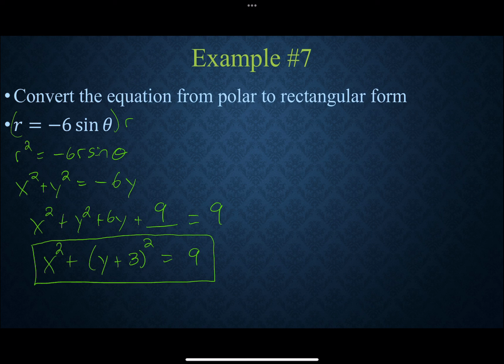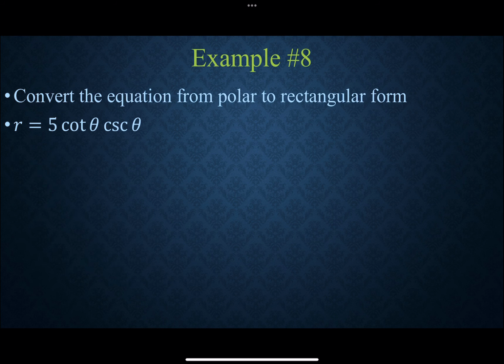Alright, so you have r equals some number with a trig function, sine or cosine. Just multiply both sides by r to create the r squared and to create the r sine theta or r cosine theta in the problem itself. Now, if we have the cotangent cosecant, you can recognize this came from that parabola situation, where we are going to ultimately multiply both sides by an r, but first we're going to rewrite this as 5 cosine theta over sine theta times 1 over sine theta.